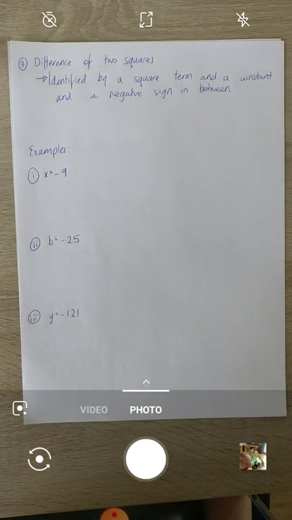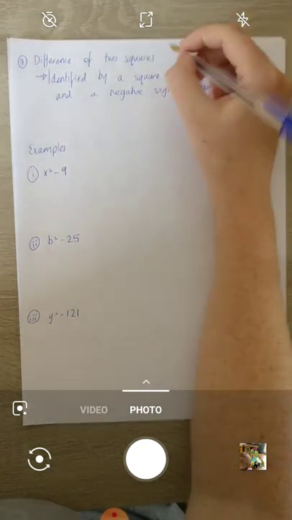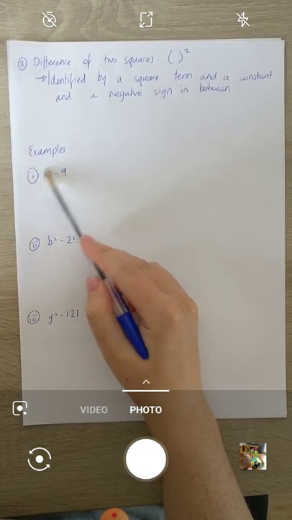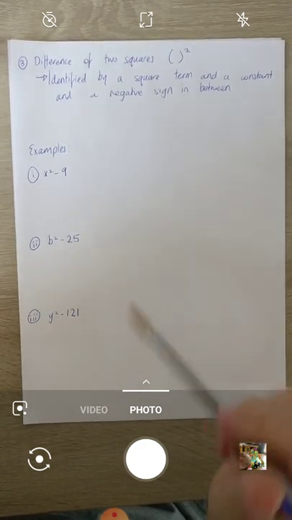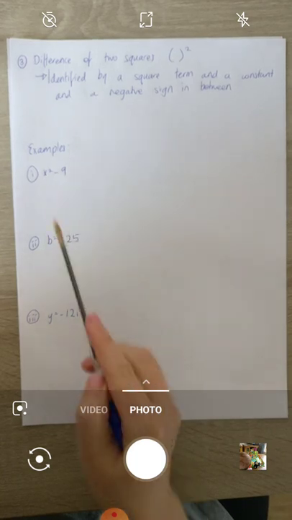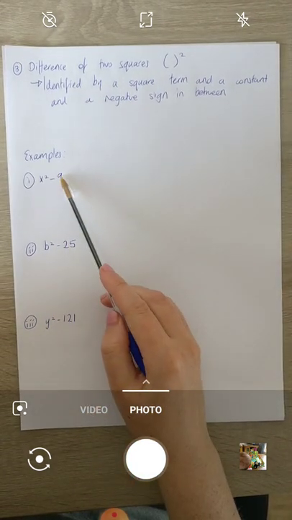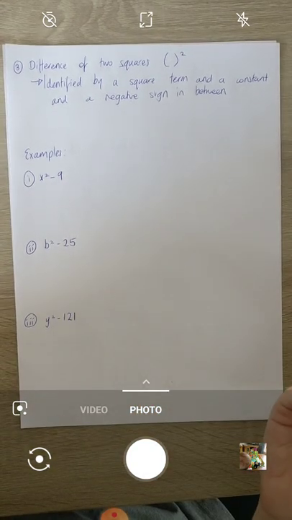Okay, difference of two squares. Okay, so by squares it means something squared is what we're talking about here. Now in each of my examples you can see I have an x squared, a b squared and a y squared. So difference of two squares, you're always going to have a squared term, you're always going to have a negative sign, and you're always going to have a perfect square number that can be rewritten as something squared.